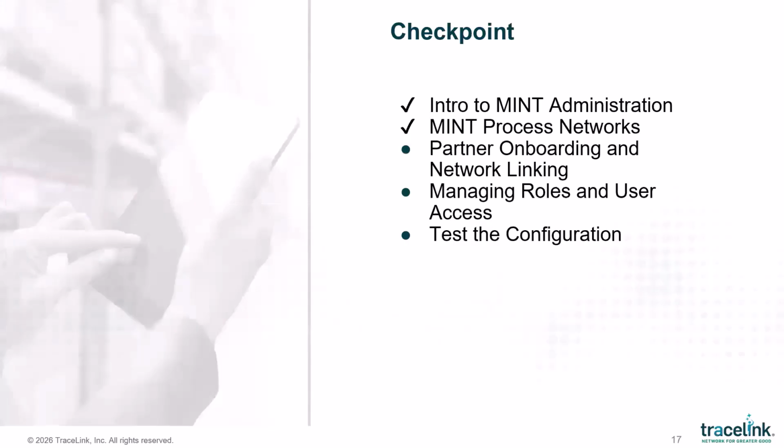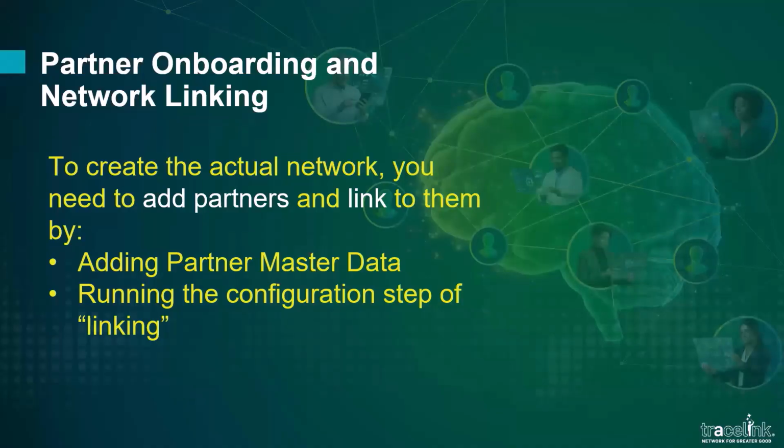Now on to partner onboarding and network linking. We created our process network in Mint, but to create the entities to use the network, you need to add partners and link to them. If you're familiar with our TTS serialization applications, the concept is exactly the same. You're linking to a partner through a multi-enterprise application to exchange data. The main difference is you exchange serialization and compliance data in TTS, and you're exchanging business and supply chain data through Mint.